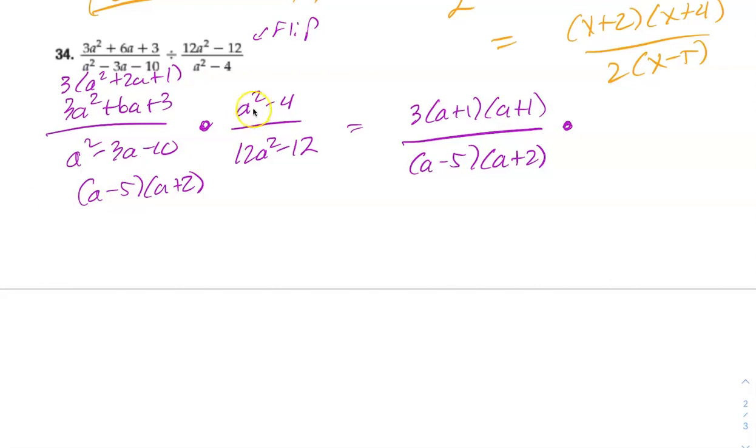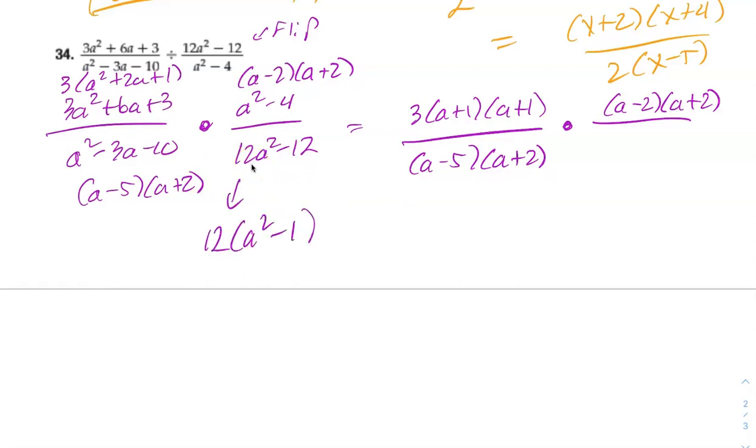Times, on top here, difference of squares. They're both squares, so a minus 2, a plus 2. And down here, remember the first thing we look for? They have a monomial in common. You can divide the 12 out first. So 12, a squared minus 1. Remember, when you factor, you just divide. And then this is the difference of 2 squares: a minus 1, a plus 1. And again, if I was doing restrictions, it would be negative 2, 5, 1, and negative 1. But other than that, how do you reduce?